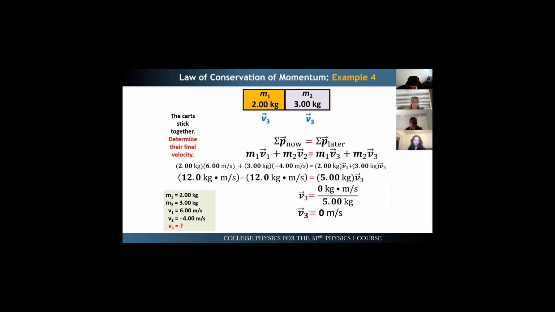So if that guy threw them at the exact same velocity, they would just stay there. They would just stop. Yeah.